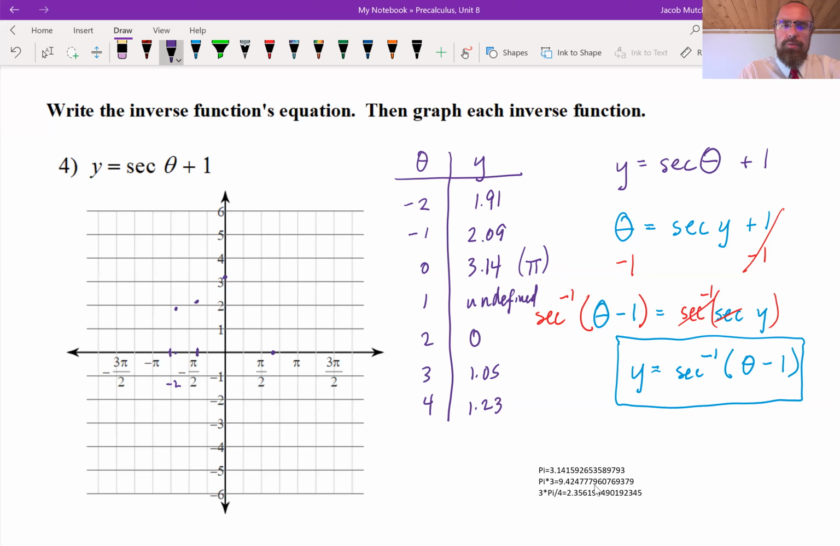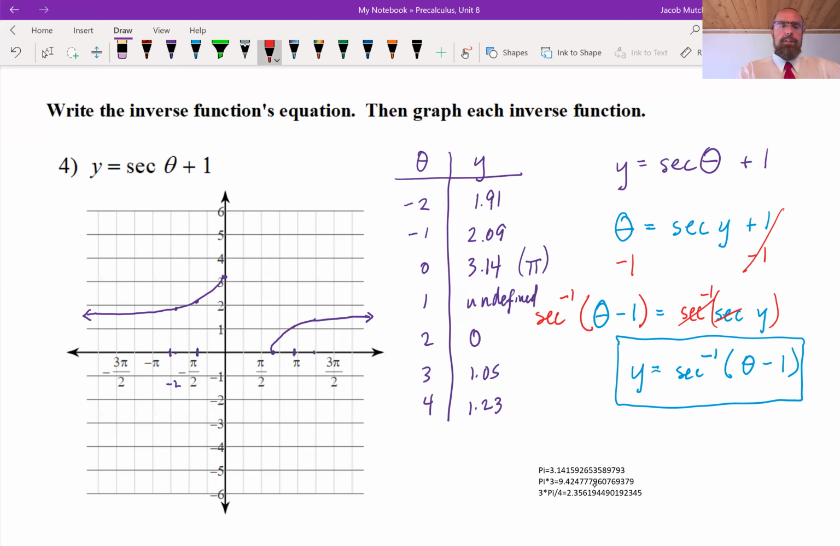3 is at 1.05. So again, I'm going to estimate pi is about 3.14. So 3 is a little less than that, 1.05, and 4 is going to be 1.23. So a lot of estimation as we're graphing these inverse trig ones. I'm going to place that upper curve, place the lower curve, and that's a good replication of what we saw in Desmos.